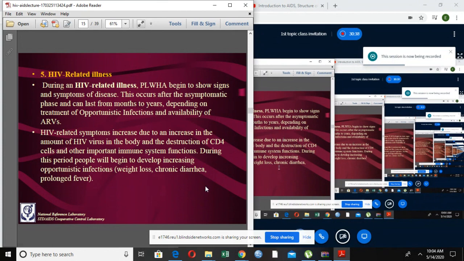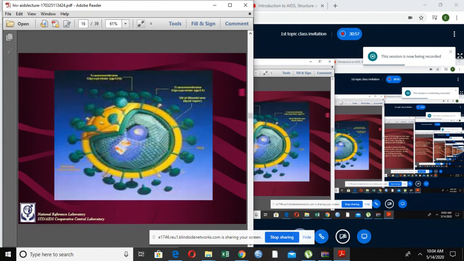Chronic diarrhea means you have diarrhea for months. Normal diarrhea occurs for 3 days or one day and it goes. But a person who has a high amount of this virus, a high viral load, will have a lot of these opportunistic infections.